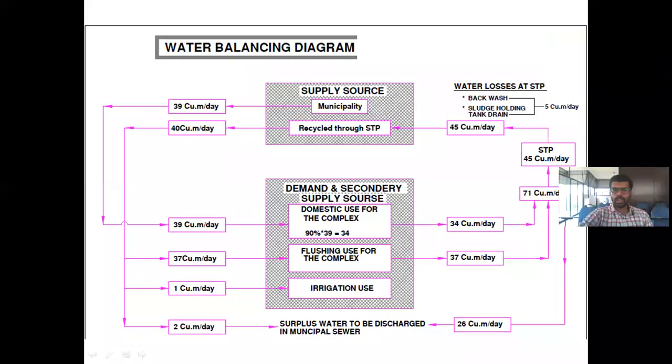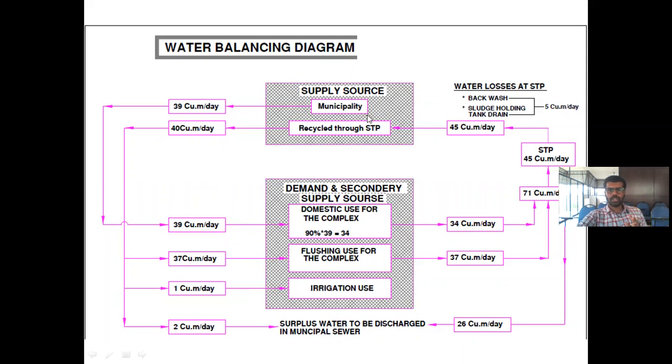Just look here. This is the water balancing diagram. You can see the supply source, and this is the demand and secondary supply source. A municipality or corporation water supply is there, and water recycled from the STP. STP means sewage treatment plant only. Used wastewater from our buildings is collected in the sewage treatment plant, which treats the water and gives us purified water at the end. That water can be utilized for different purposes.